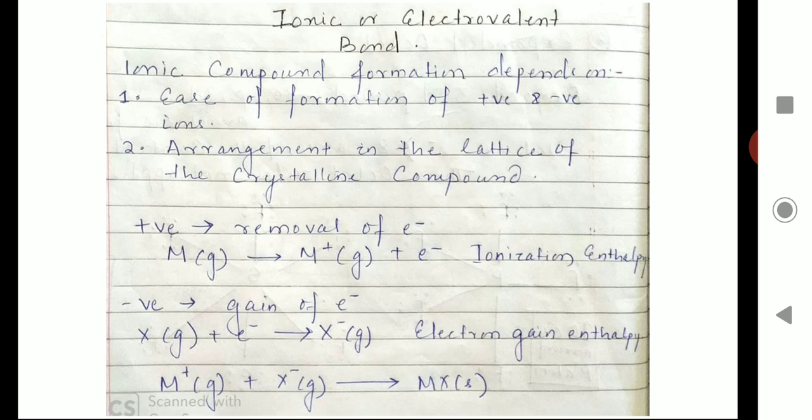Then for the negative anion, we have a gain of electron. X is usually written for halogen elements. So if we take X in the gaseous state and add one electron to it, we get X minus, and the energy released is the electron gain enthalpy. Now we have M plus and X minus, so they will form a bond through the electrostatic force or Coulombic energy. So this is our ionic or electrovalent bond.